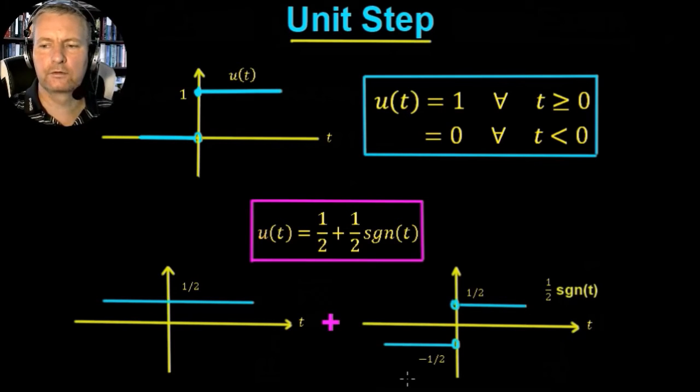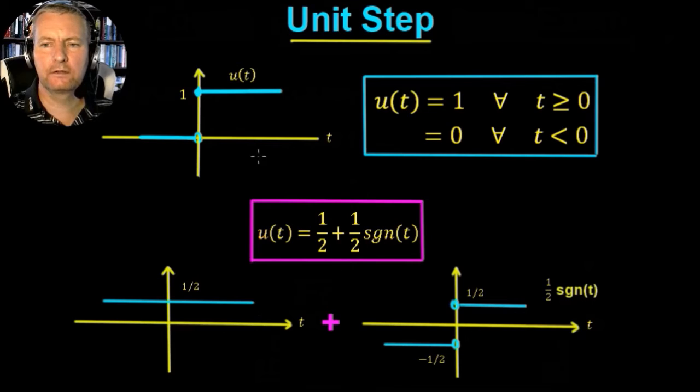Now there's another function called the signum function, which is a value of minus 1 and plus 1. You usually see that written as SGN. So what we have here is half of that. That's a half of that signum function.